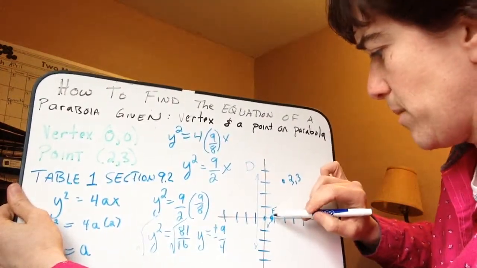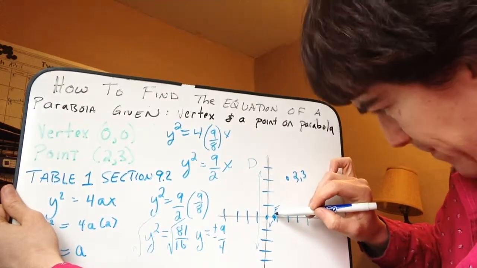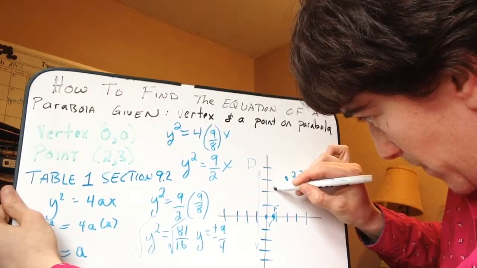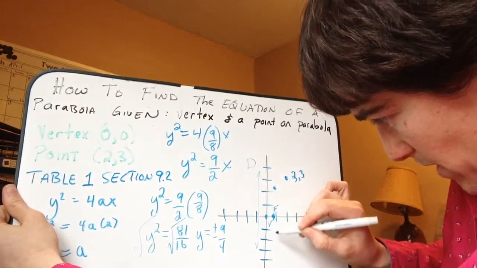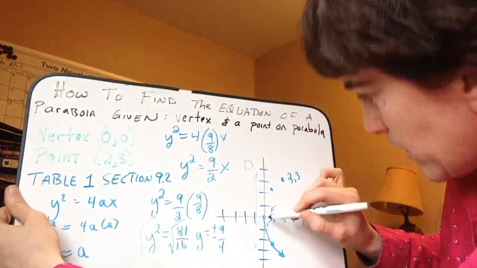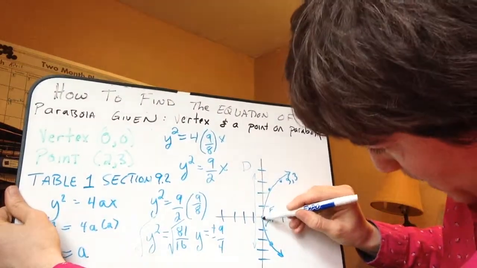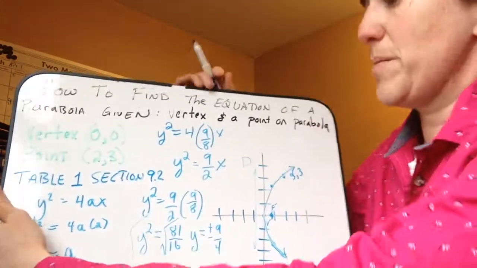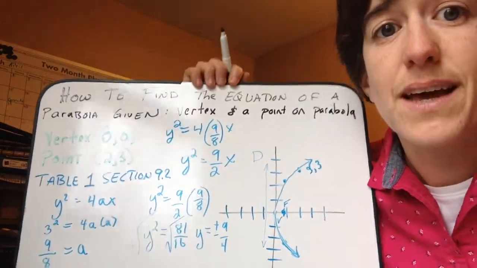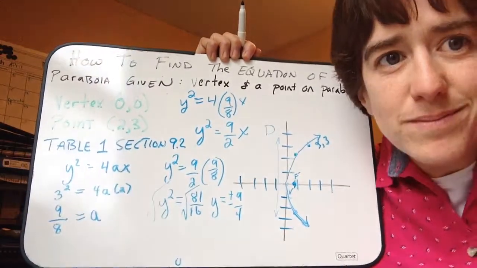Okay, so now I come back over here to my focus, and I'm going to go up 9 over 4, which is just a little bit more than 2. And I'm also going to go down 9 over 4. And at this point, I now have my equation of my parabola graphed by knowing just my vertex and a point on the parabola.